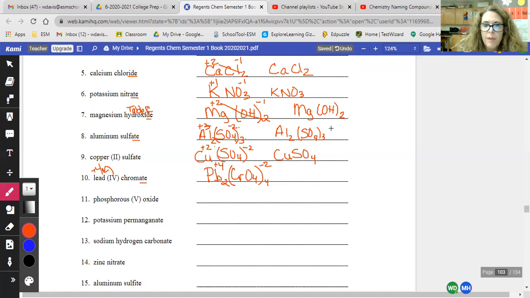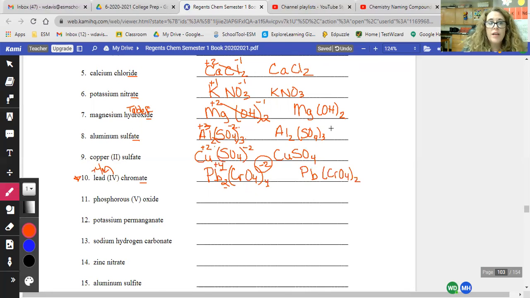Remember, elements have to combine. So I'm going to put a little star next to this one because this one's a little tricky. Not only do we need to do the Roman numeral, but we have to reduce because we've got a common multiple here, right? 2 and 4 are both divisible by 2. So let's go Pb, and then CrO4, 2, right? Because I only need to have 2 of these -2 chromates to balance out the +4.